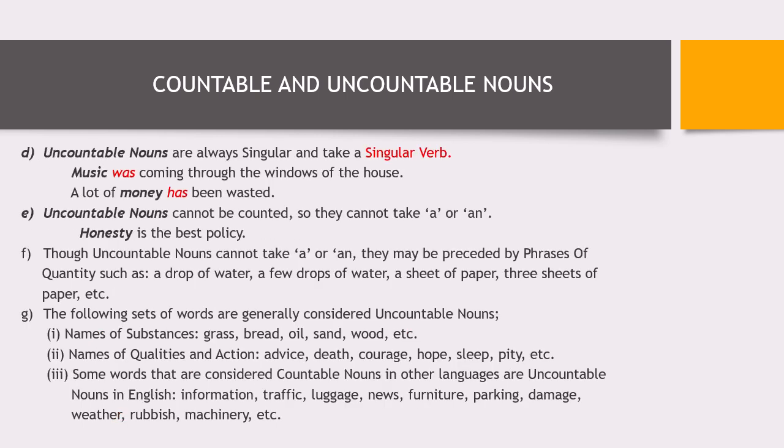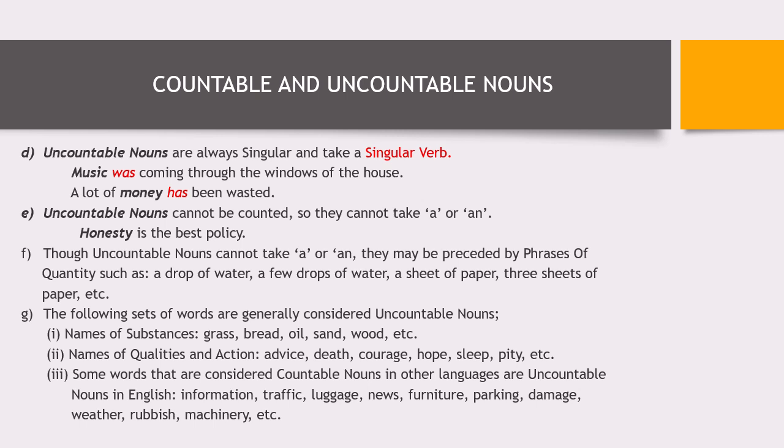Countable and uncountable nouns. D. Uncountable nouns are always singular and take a singular verb. Music was coming through the windows of the house. A lot of money has been wasted. E. Uncountable nouns cannot be counted, so they cannot take a or an. Honesty is the best policy. F. Though uncountable nouns cannot take a or an, they may be preceded by phrases of quantity, such as a drop of water, a few drops of water, a sheet of paper, 3 sheets of paper, etc.